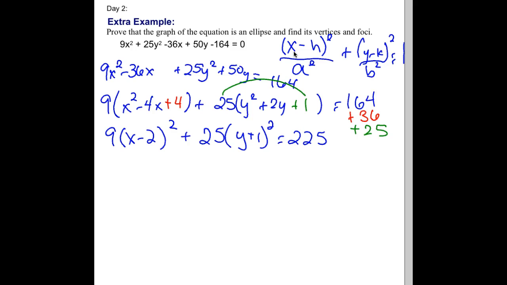Now, is it looking closer like an ellipse? More like that equation we're used to? What would be my last step that I'd need to do? Yeah, we want to get a 1 on the end, right? So we're going to divide everything by 225.